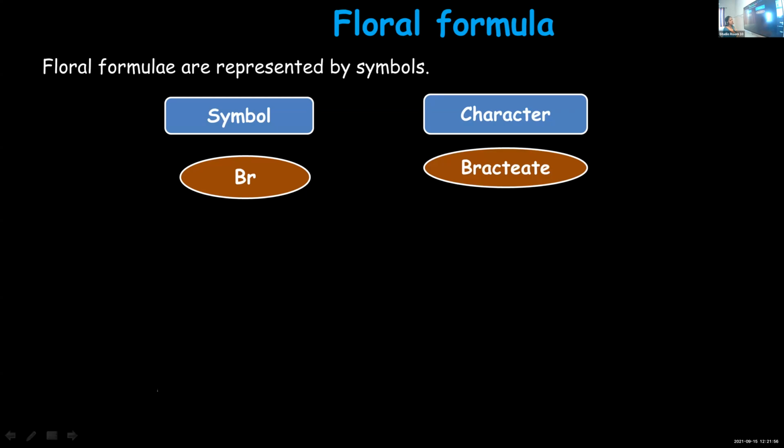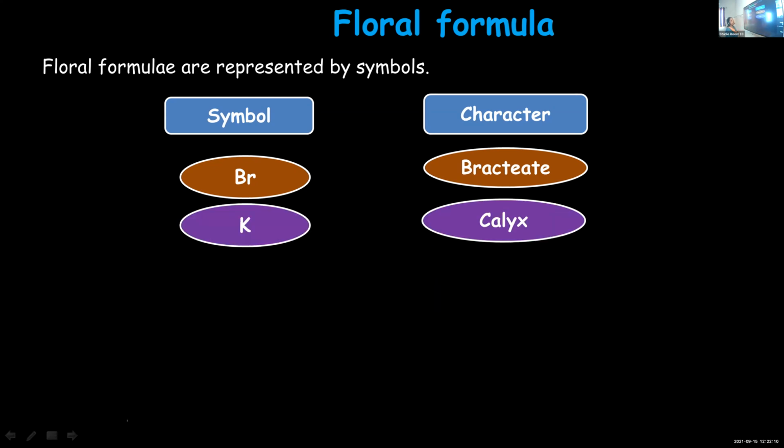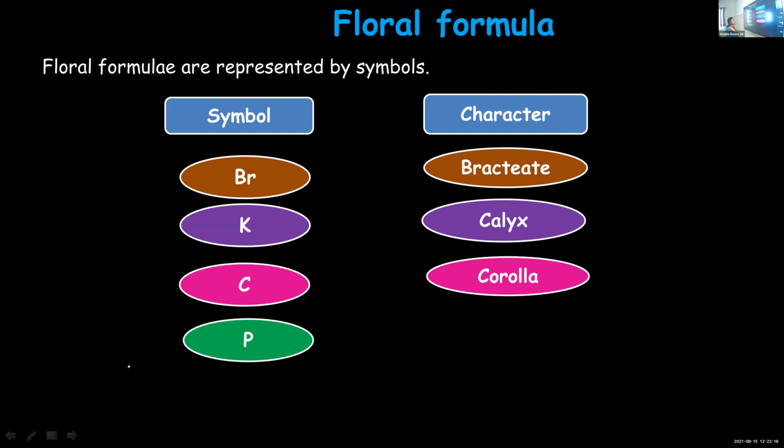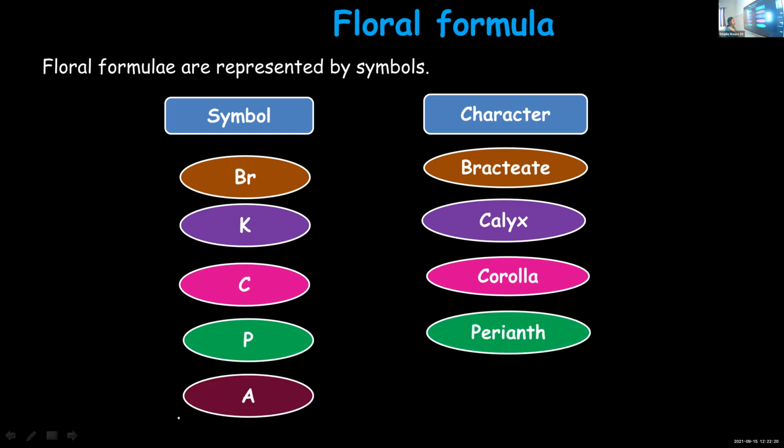BR indicates the flower is having bracts. Bracteate, already we learned what bracts are. Ebracteate, hope you're remembering, means no bracts are present. So BR indicates the presence of bracts. K indicates calyx. C indicates corolla. P indicates perianth. A indicates androecium.